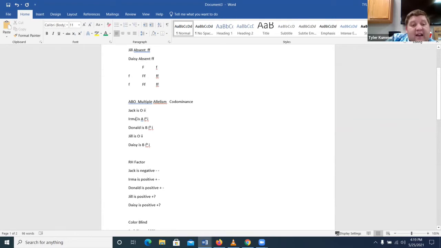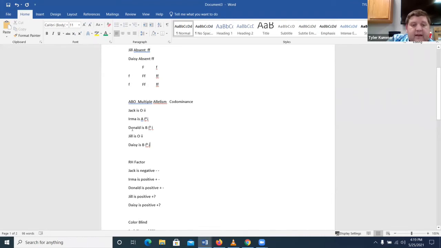When I get the A, Irma is type A, I know she must have an A allele. And I just use a superscript to indicate that it's an A, but I use the uppercase I to indicate that it's dominant over O, okay? So we know that her phenotype being A, she has to have an A allele, but we know that Jack had to get an O from Irma, and so we know Irma's second allele must be that recessive O allele.